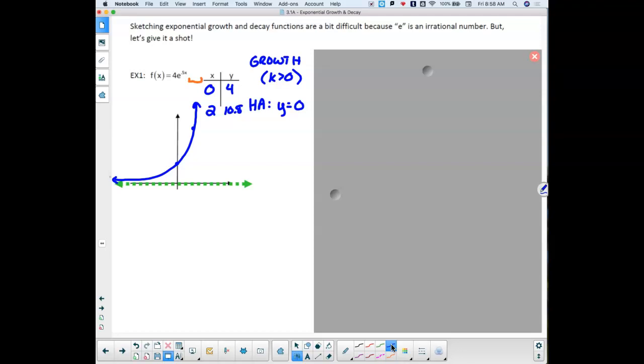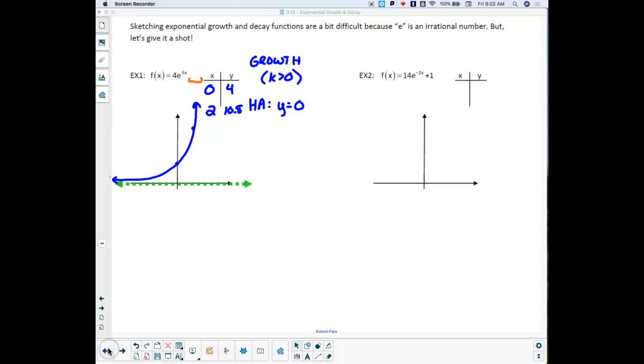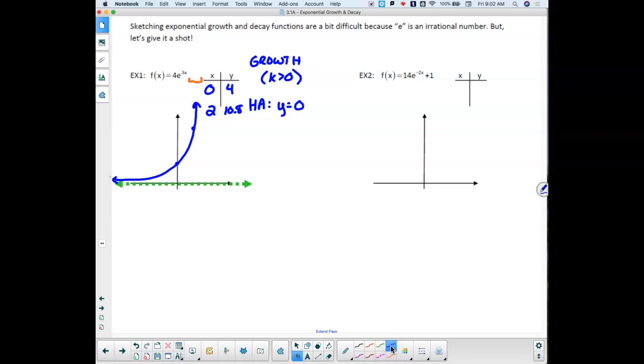Love every part of that. Okay? So what I'd like you to do now is try example number 2. What can you tell me about example number 2? What you got? It's a decay. Why? Somebody other than Liz, why is it a decay?